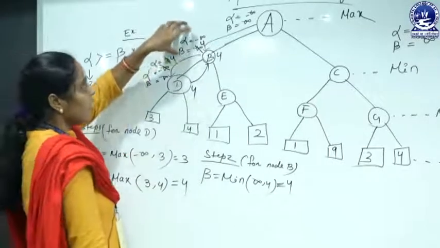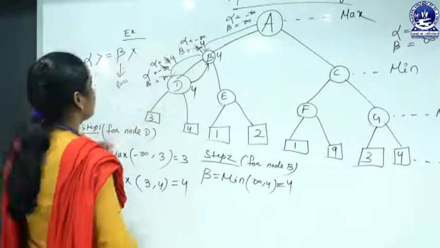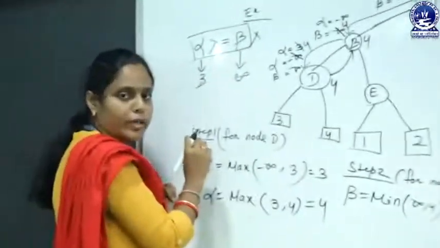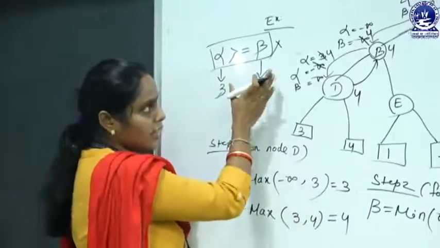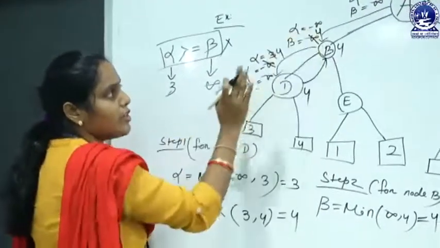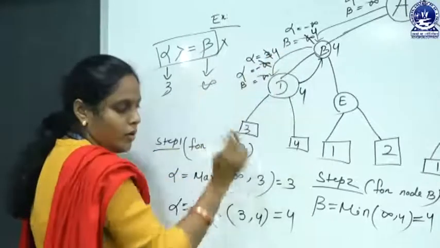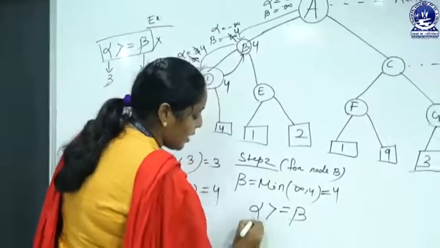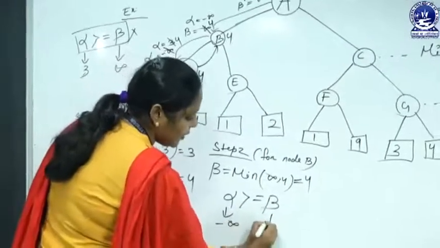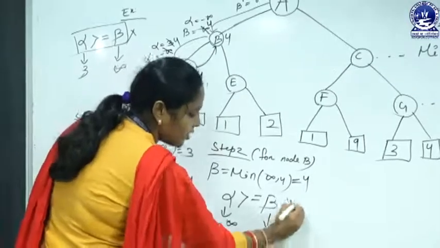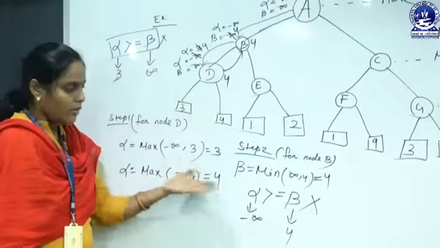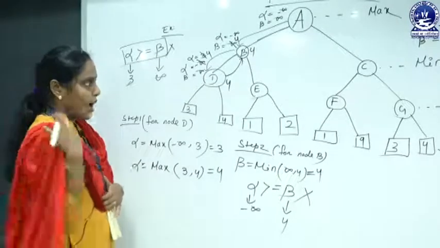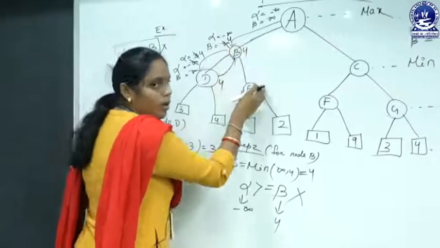When the beta value is updated, then you check this condition, alpha greater than or equal to beta is satisfied or not. Now check here, alpha value is minus infinity, beta value is 4. That means this condition does not satisfy. If this condition does not satisfy, then we check the right subtree. Now from B we move to the node E.